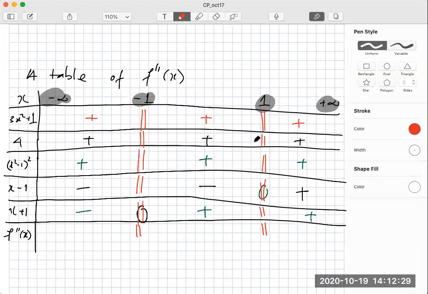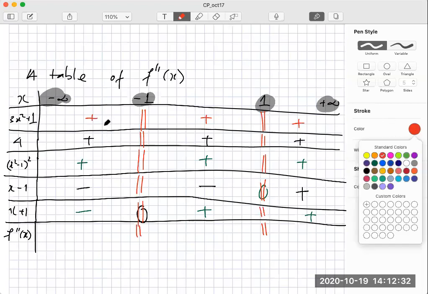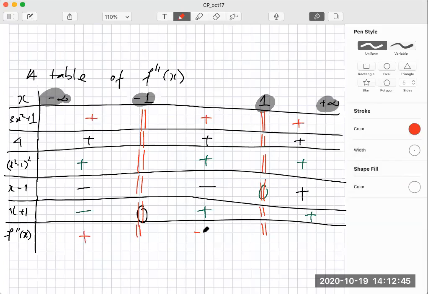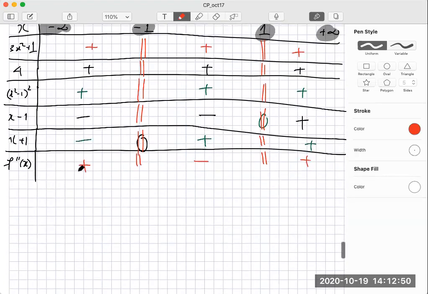So then the f prime prime will be the product of 3x squared plus 1 multiplied by 4 and then divided by this guy. Finally, from negative infinity to negative 1, is it positive? Very good. And here, negative, and here positive. And the second derivative, if it is positive, then it is concave up or down? Up, yes. And here will be concave down. Here is positive, then concave up. Okay, very good.